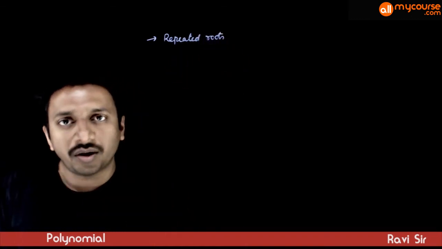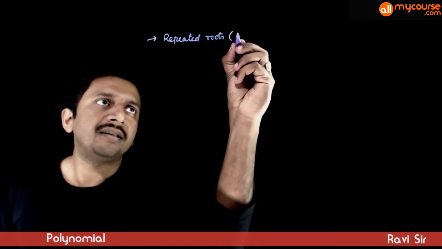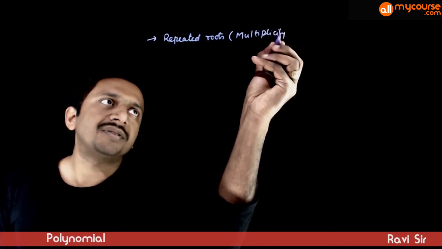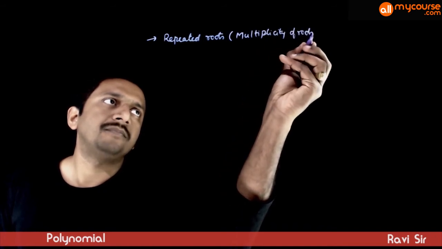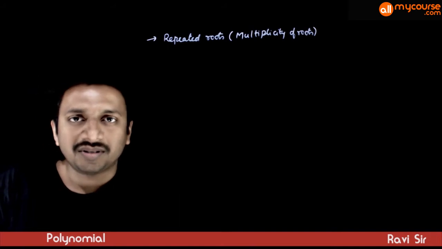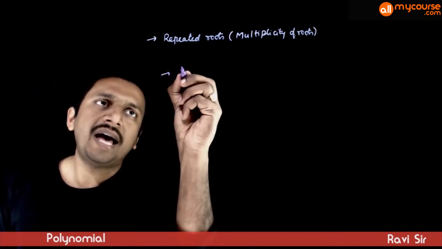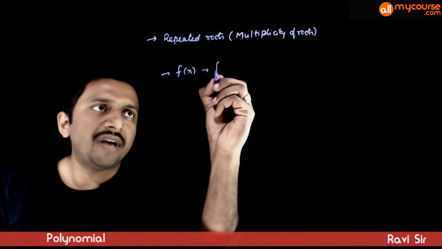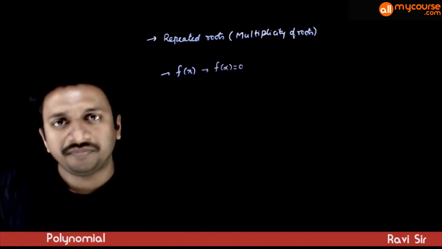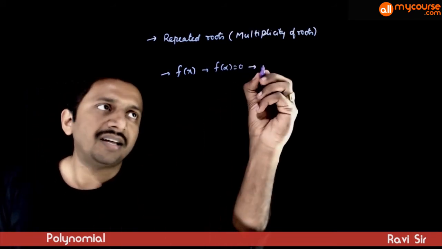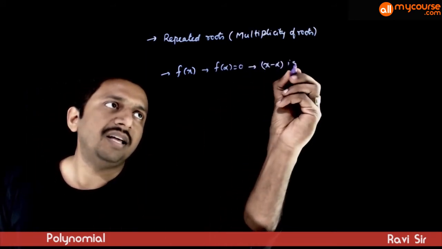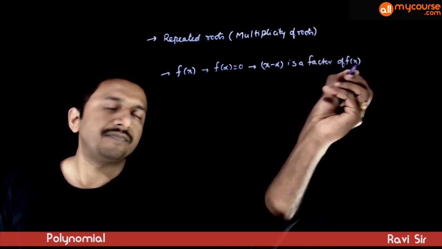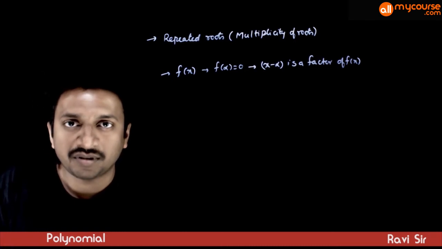So you come across this word often, repeated roots, and the corresponding concept is multiplicity of roots. So let us see what this is. For example, if you have a polynomial f of x, if f of alpha is equal to 0, then I can say that x minus alpha is a factor of f of x.